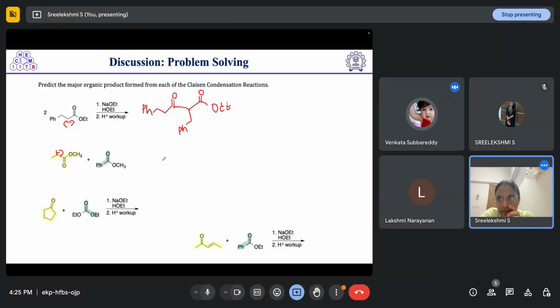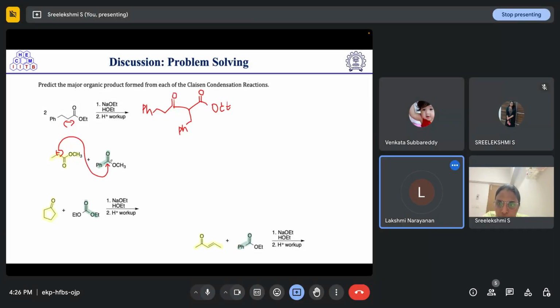Ma'am, OCH3 from which compound will it go? Whether from the phenyl compound or the methyl compound? Which one will it be forming? Just try. Like this will attack here, right? And then this will go here. Once this comes back, this OCH3 will be leaving. So here this ketone will be regenerated, but this OCH3 will get eliminated.